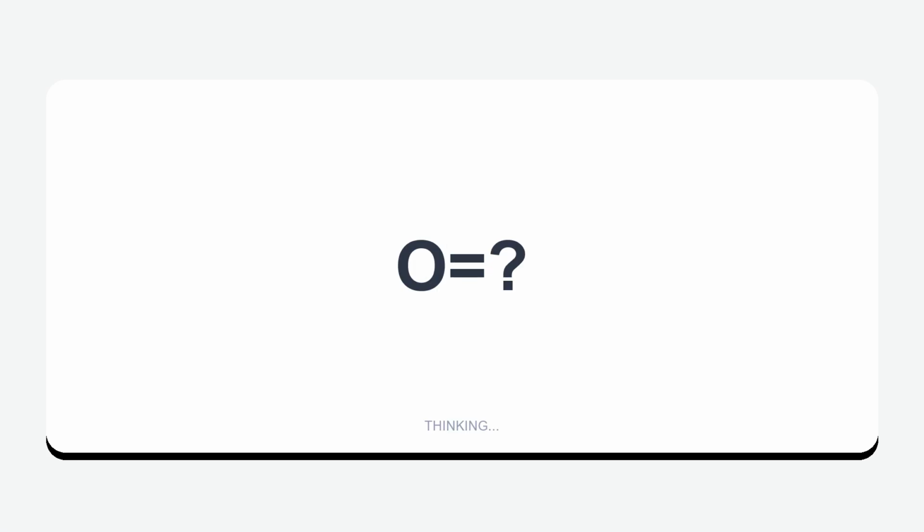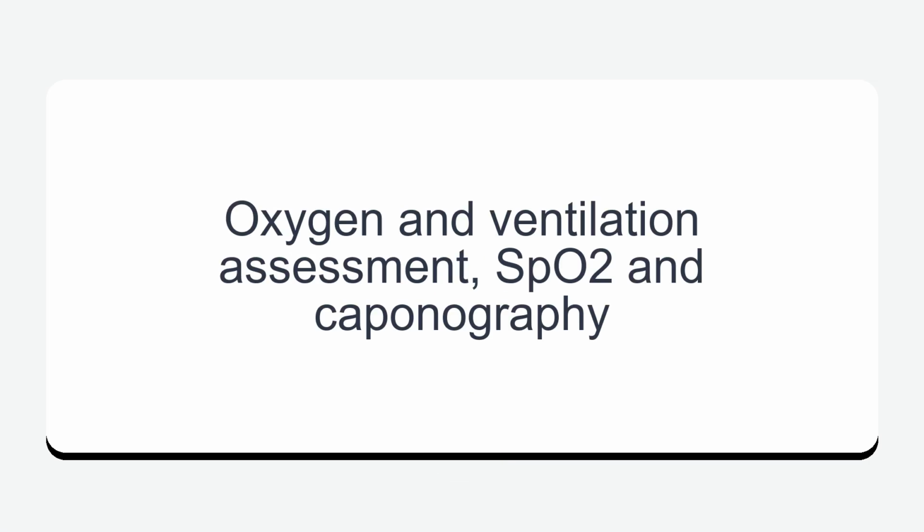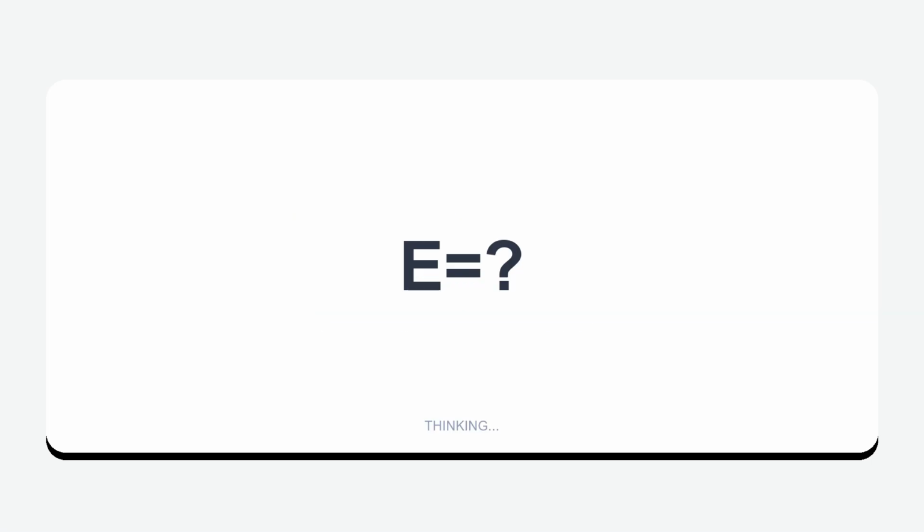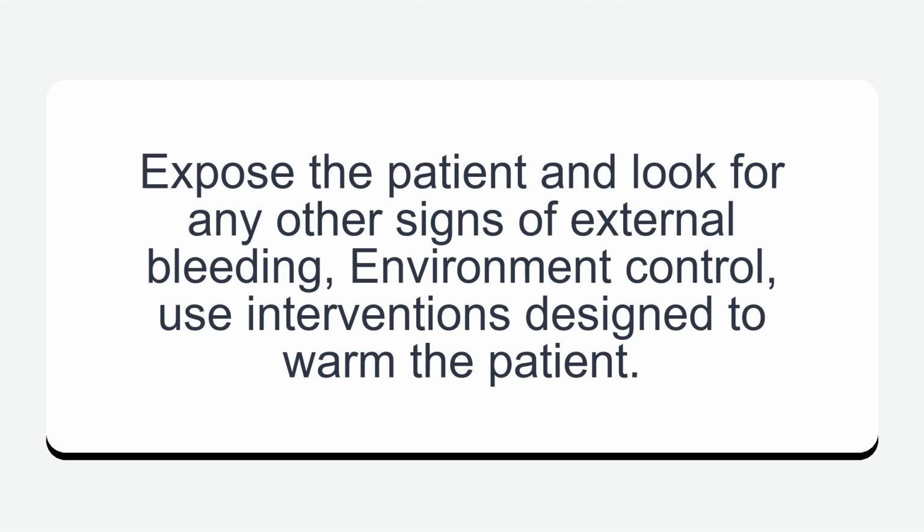O equals oxygen and ventilation assessment, SpO2 and capnography. E equals expose the patient and look for any other signs of external bleeding. Environment control. Use interventions designed to warm the patient.